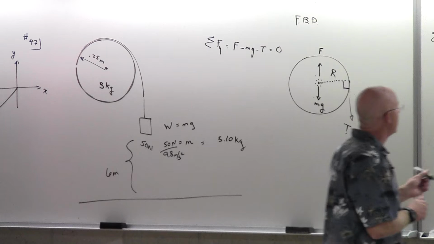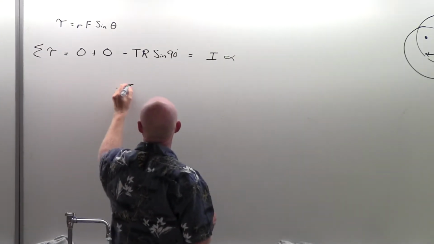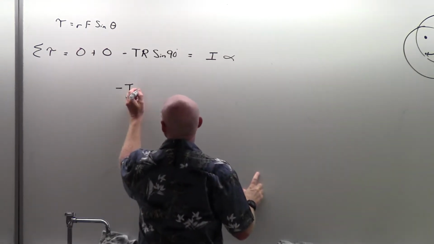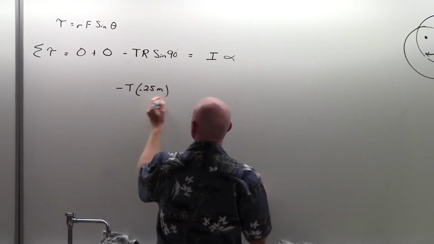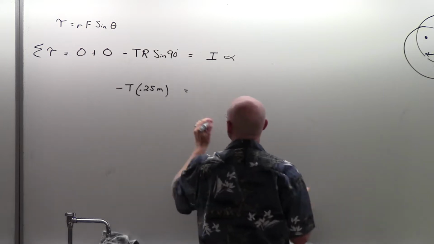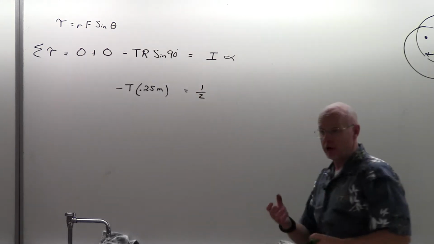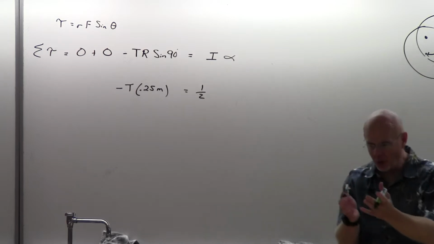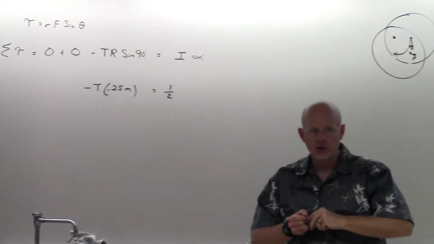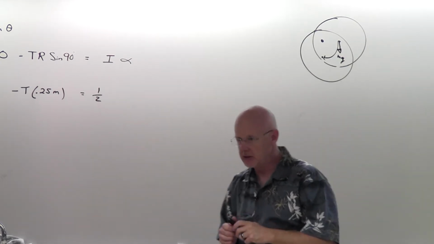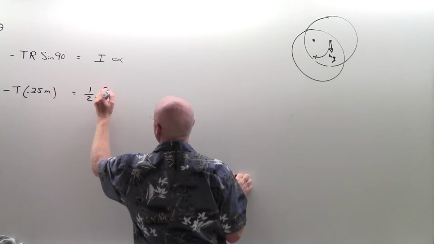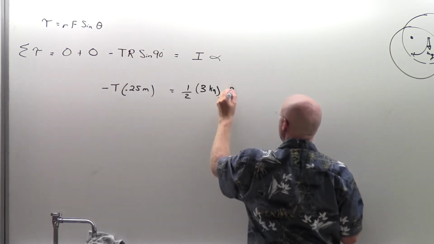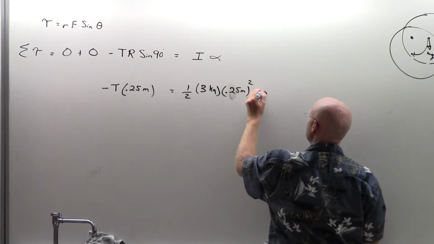Let me keep going here. I'm going to put here a negative TR. Actually, I'm going to substitute in R because I know the value of R. It is 0.25 meters. And the sine of 90 is 1. I'm also going to put in the moment of inertia. You see, they were very clear. They called it a solid disk. Isn't this one of the ones we worked out on Wednesday? Do you remember the equation for a solid disk? Yeah, 1/2 times the mass of the disk, which in this case is 3 kilograms, times the radius of the disk squared.